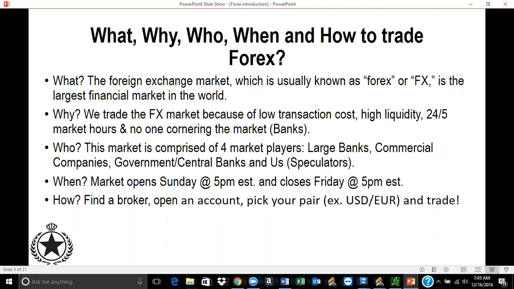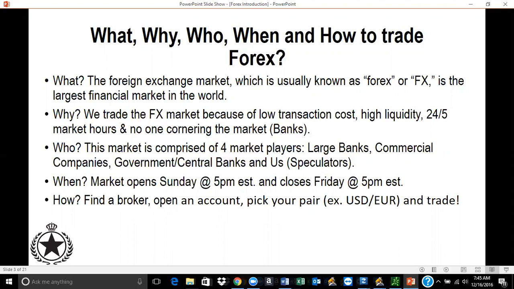24/5. We're talking about a market that opens Sunday at 5 p.m. Eastern Standard Time and closes Friday 5 p.m. Eastern Standard Time. So a lot of times the trade, unlike stocks, stock market opens at 8:30, closes at 4:30. So you got a small window to trade. Forex market, you can wake up in the morning at 3 a.m. when the London session is kicking off, and you can see a lot of liquidity and volatility in that market during that time.